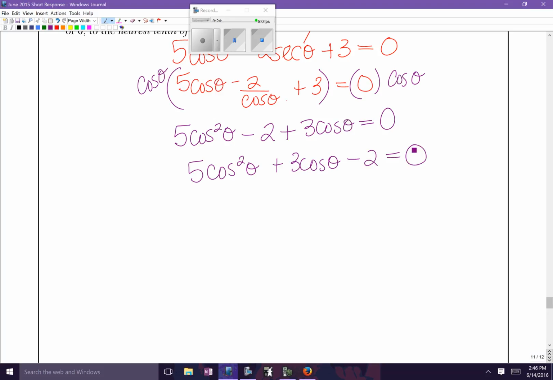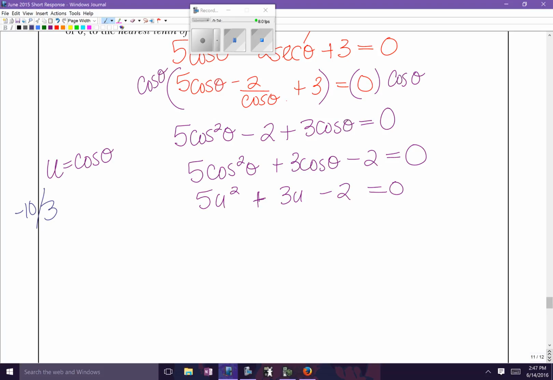I'm going to go ahead and use my U substitution. So wherever I see a cosine of theta, I'm going to replace it with u. So I have 5u squared plus 3u minus 2 equals 0. All right, now I'm going to move into the second phase here. Now I have to factor this. So I need two numbers that multiply to -10 and add to 3 at the same time. So I'll let you think about that for a second. Multiply to -10, add to 3.